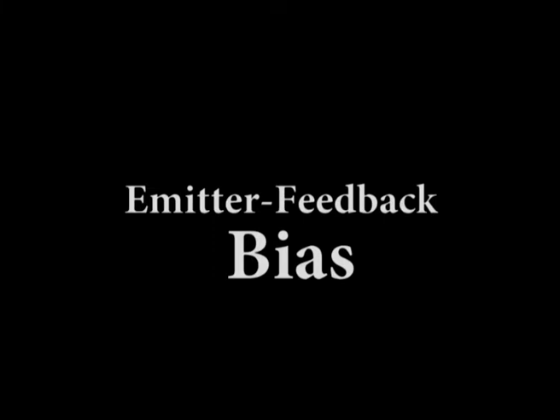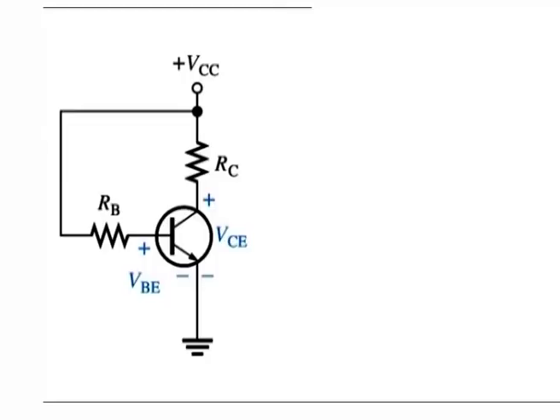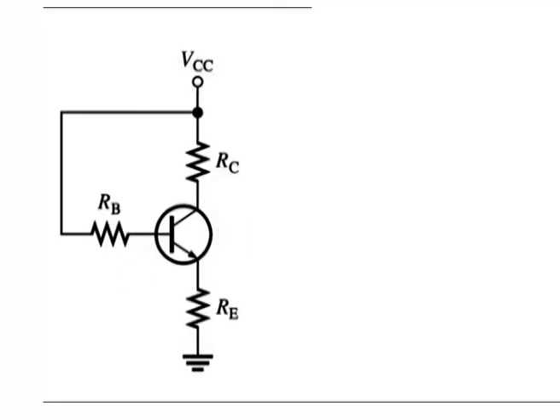Emitter feedback bias. If an emitter resistor is added to the base bias circuit in the figure as shown here, the result is emitter feedback bias. The idea is to help make base bias more predictable with negative feedback, which negates any attempted change in collector current with an opposing change in base voltage.